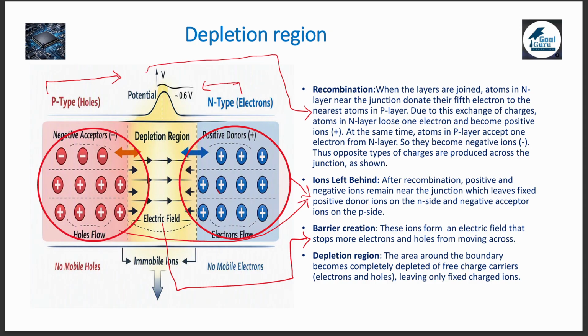The positive and the negative ions remain near the junction. Further, these ions form an electric field because now they are immobile, they are not moving. Since they are not moving, they are stable there, they automatically form an electric field and it stops the further movement of the electrons and holes across the junction.